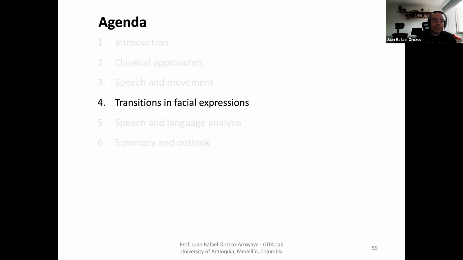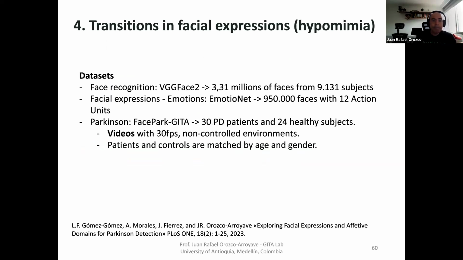Now let me show you transitions in the facial expressions. In this case, we used the BGG phase 2 data set for face recognition, and for facial expressions, we used EmotionNet, and for Parkinson's, we used what we call FacePark JITA, which is a corpus that we collected on our own. Details can be found in this paper.